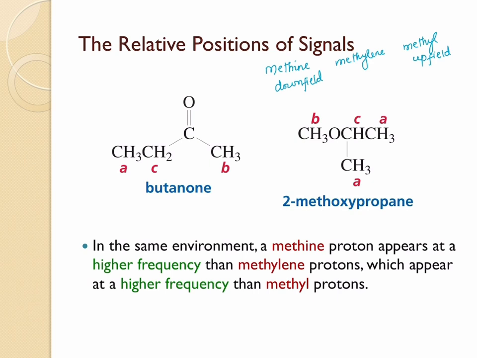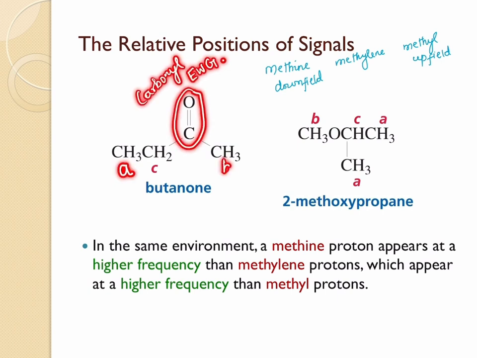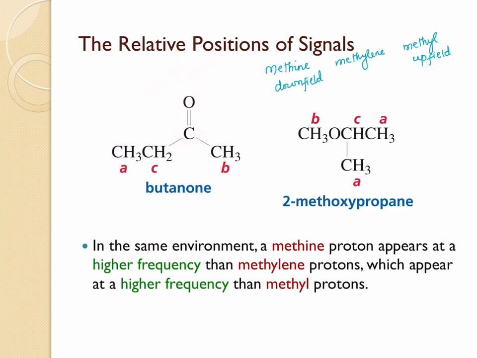Let's take butanone. In butanone, we have two CH3s. Between these two CH3s, which one is going to be in the far upfield region? Obviously, it is going to be this one because this CH3 is closer to the electron withdrawing group. This is a carbonyl group, and a carbonyl group is an electron withdrawing group. So these hydrogens are the ones which are going to be in the upfield region, and then it would be this. Remember that when it comes to methylene protons and the methyl protons, it is the methyl protons which are going to be in the upfield region. Now, after these methyl protons, it would be the methylene protons.